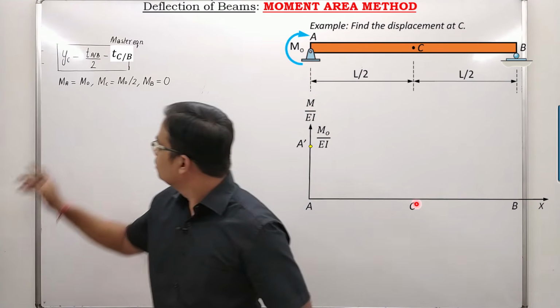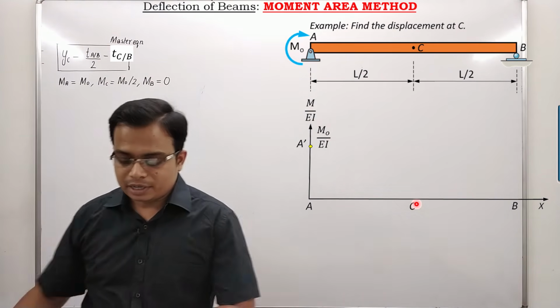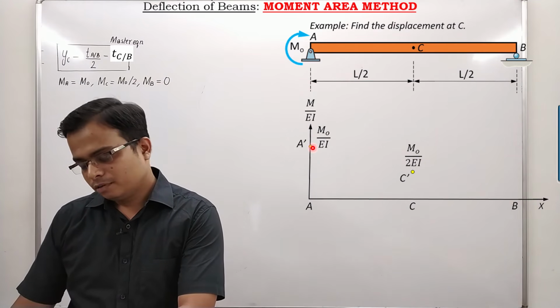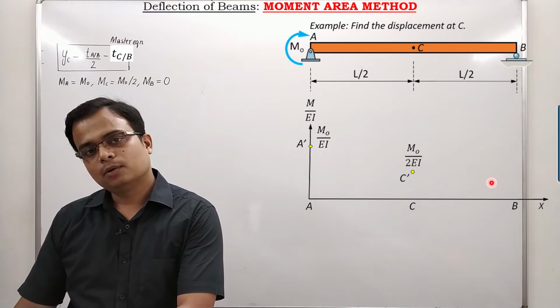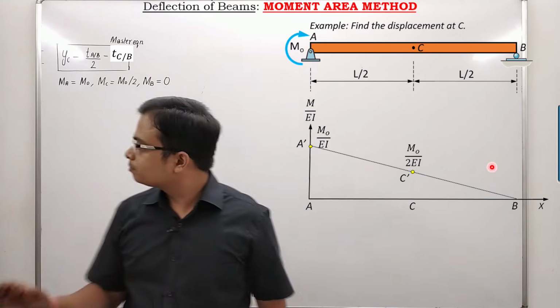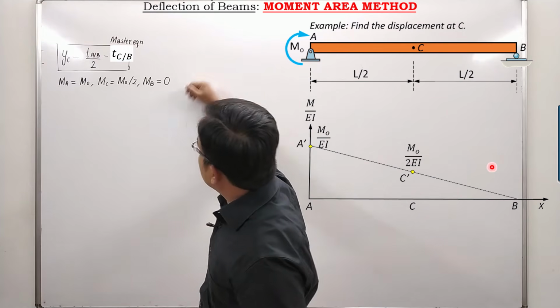Similarly at C, exactly half, M naught over 2 EI. Done. And at B it's 0. So when you try to join all these points, one single line will pass through all of them. That's it. Now what? Now let's get back to business.